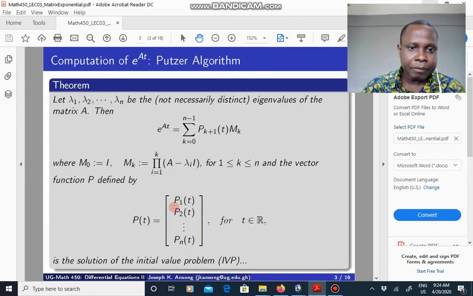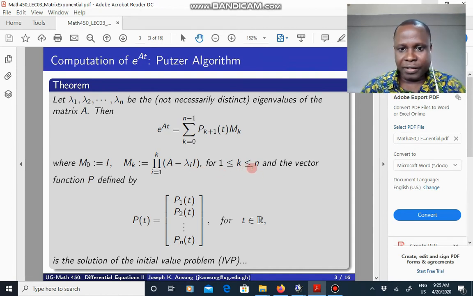So here's a theorem. It says that given the eigenvalues lambda 1 to lambda n of A, which could be repeated, not necessarily distinct, then the matrix exponential is given by this expression here. Basically a sum of the product of these p's and m's, and then you have a way of computing what the p's and m's are. So M0 is equal to the identity matrix. Mk is given by the product of A minus lambda i I, for k from 1 to n.